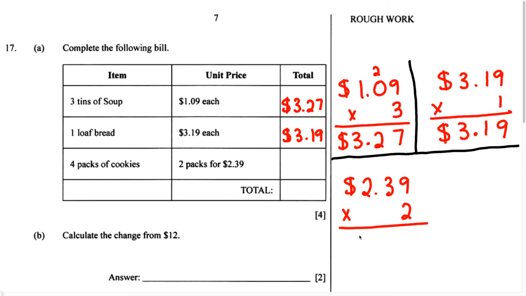When we solve for this, we can say 2 times 9 is going to give us 18. We're going to write the 8, carry the 1. 2 times 3 is going to give us 6. 6 plus 1 is 7. We're going to write the decimal point. 2 times 2 is going to give us 4. Therefore, 4 packs of cookies is going to be $4.78.